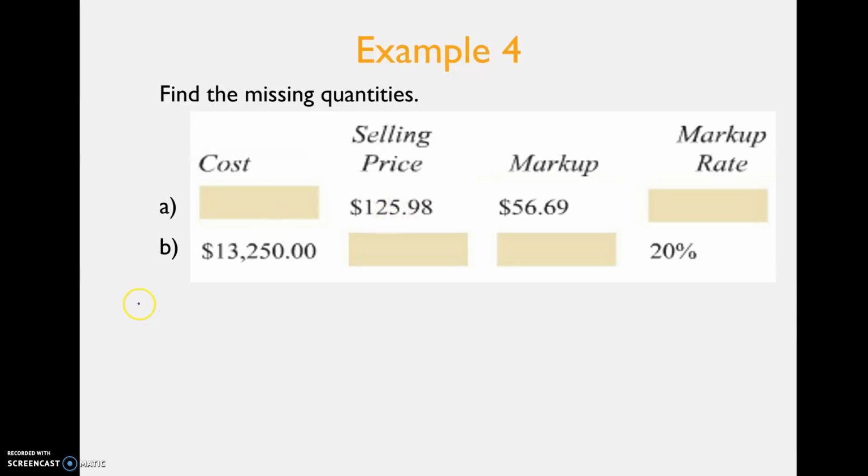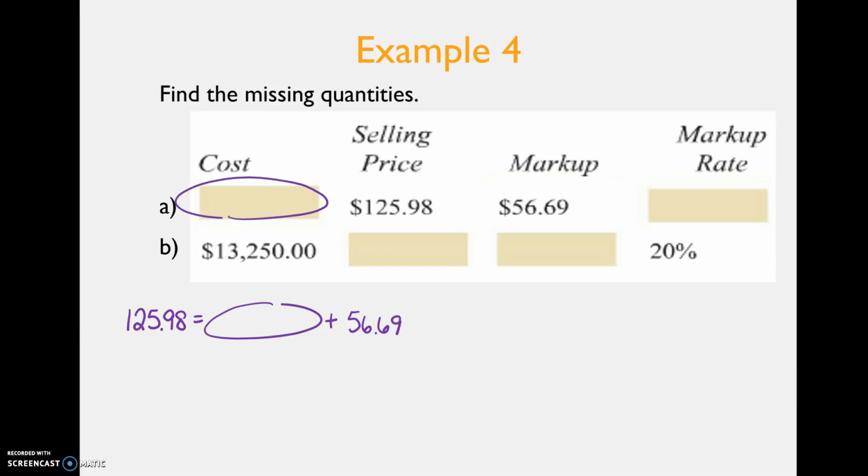So I know that the selling price, $125.98, equals the cost, which I don't know, plus the markup, $56.69. And if you want to use X's or A's or B's or whatever, you can. If you just want to use color-coded circles or just circles, that's totally fine too. How would you figure out what goes in this purple circle?